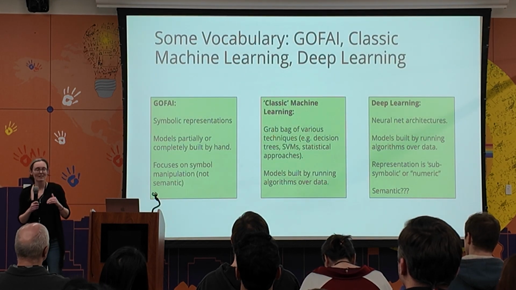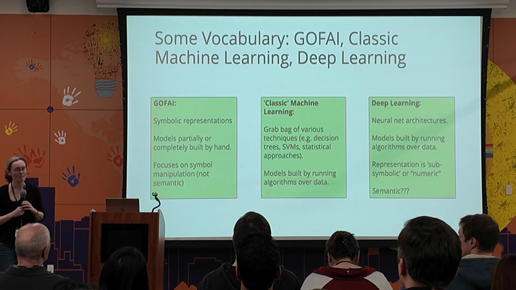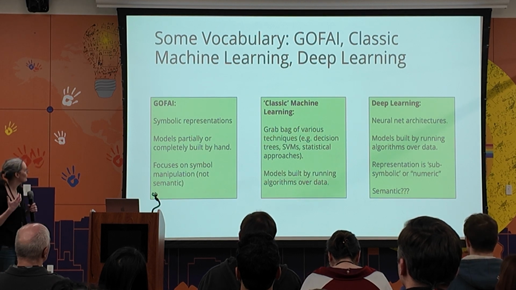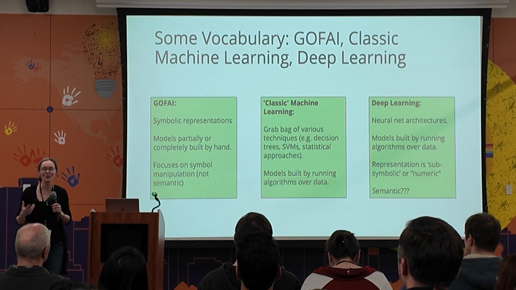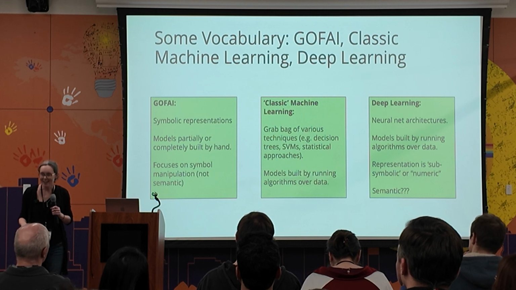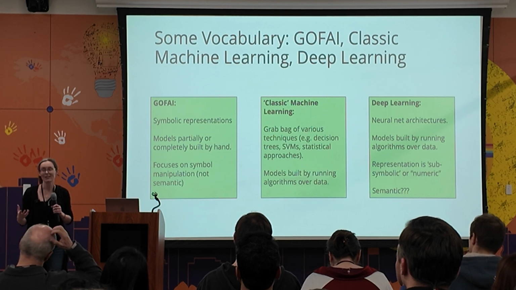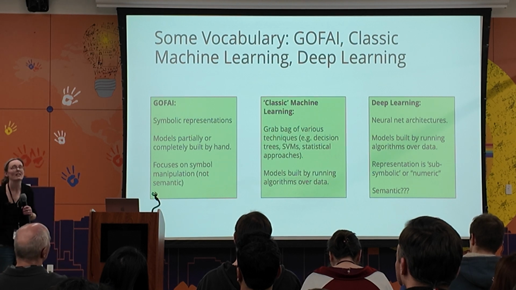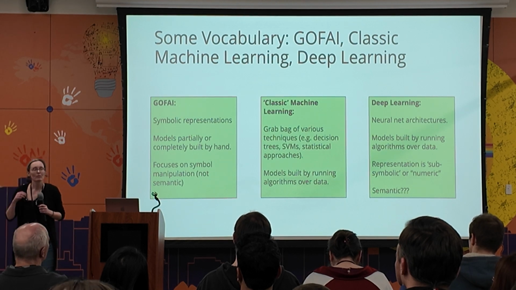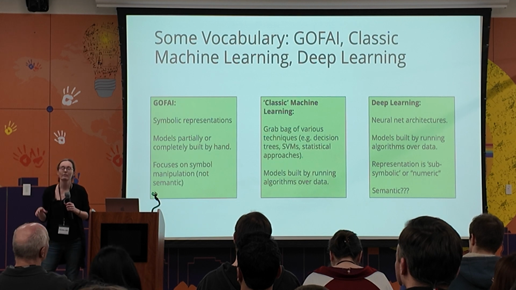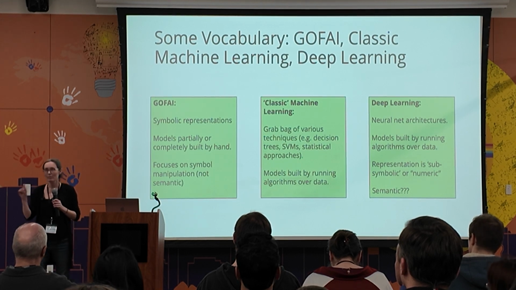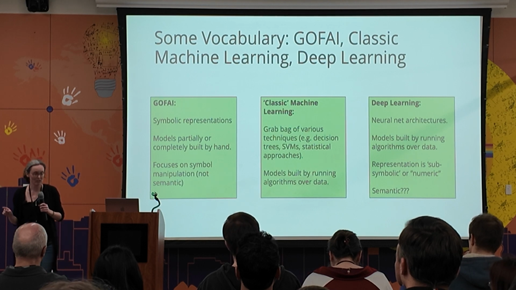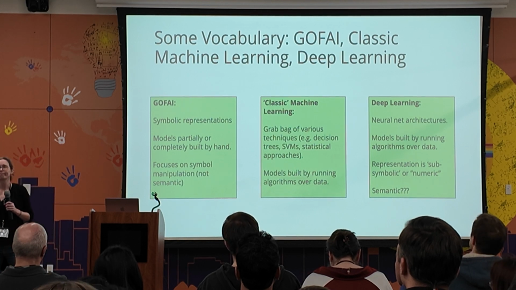So with that, let me give you a little bit of vocabulary first. So what is good old-fashioned AI? Like when you think of what is good old-fashioned AI, what do you think of? Maybe some of you have never really encountered it, and you don't really think of it much. But if I was to describe good old-fashioned AI to you, I would say, first of all, it is very focused on symbolic representations of knowledge.